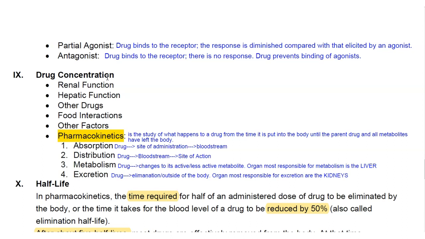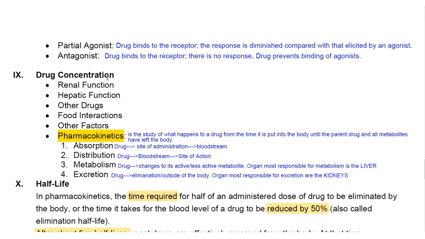Distribution, on the other hand, is the movement of the drug from the bloodstream to the site of action. Now, metabolism is basically when the drug changes to its active or less active metabolite. And something that you have to remember, underline it, highlight it, put a star next to it: the organ that's mostly responsible for metabolism is the liver. So again, if you see a question that's asking what organ is responsible for metabolism, that would be the liver.